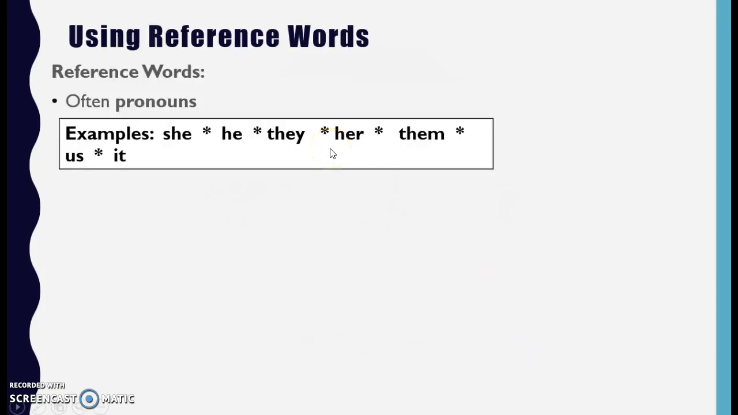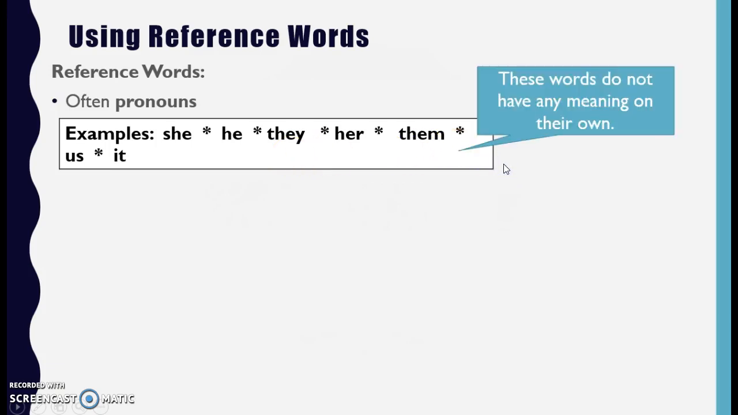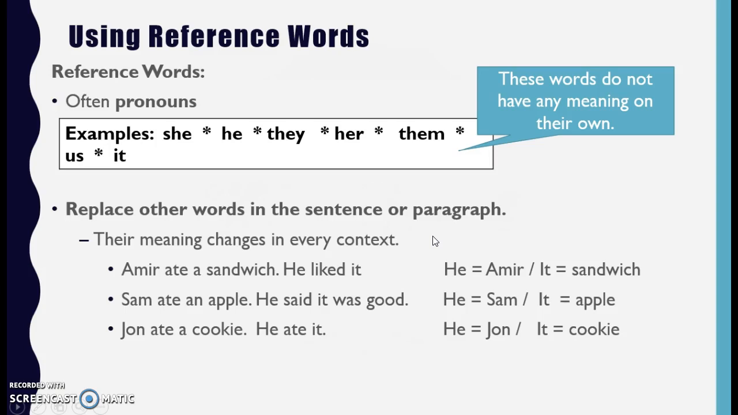So when we talk about reference words, we often talk about pronouns. Words like she and he and they and her and them and us and it. But actually, what do these words mean? In fact, these words do not have any meaning on their own. The only time they have meaning is when they're in context, because they replace other words in the sentence or paragraph.